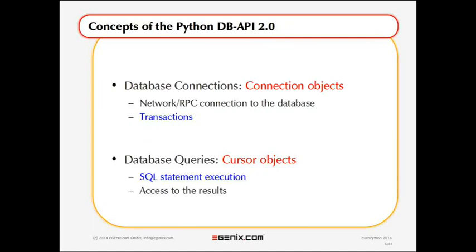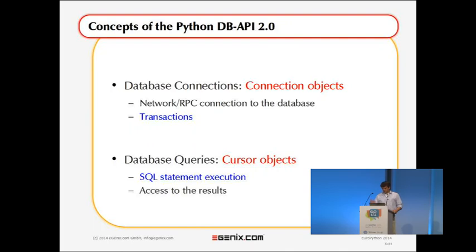There are two main concepts in the Python Database API. One is the connection object, and the other is the cursor object. So you use connection objects to actually connect to the database and also to manage your transactions. And then if you want to run queries, you open a cursor object, and you run your queries on the cursor object. And the cursor actually works like a cursor in a text processing system. You actually scroll down, or like in a spreadsheet, you scroll down in your result set and then get your data into your application.